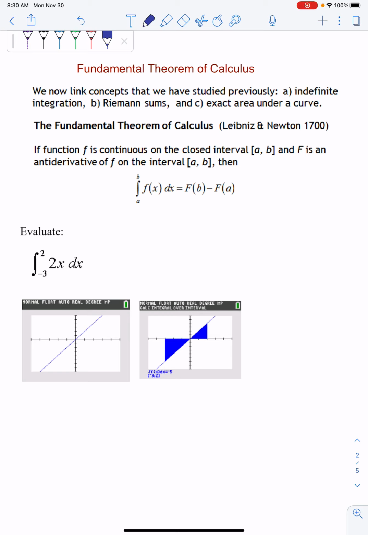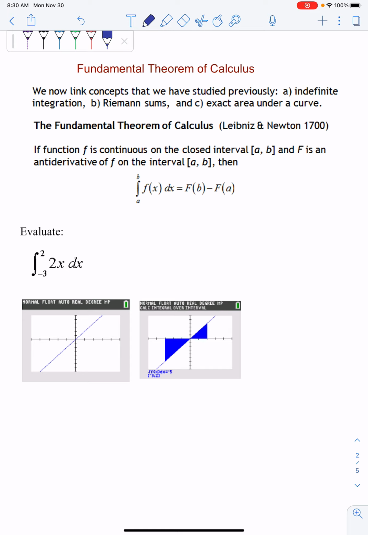All right, guys, today, fundamental theorem of calculus. So we're taking these ideas that we've been studying, indefinite integration, Riemann sums, the exact area under a curve, and we're kind of linking them all together and combining them into what's known as the fundamental theorem of calculus.